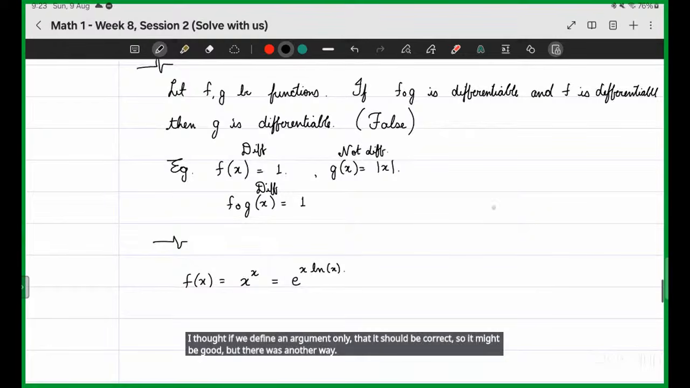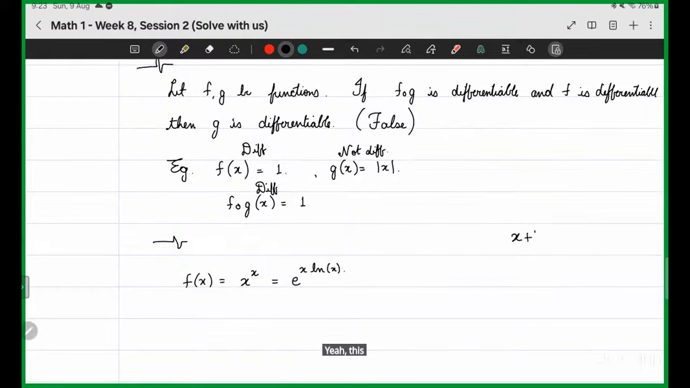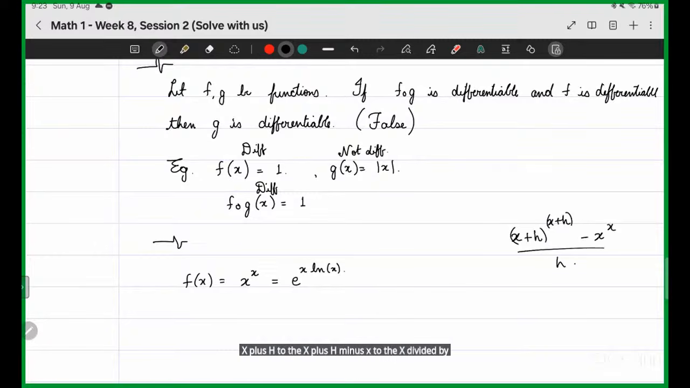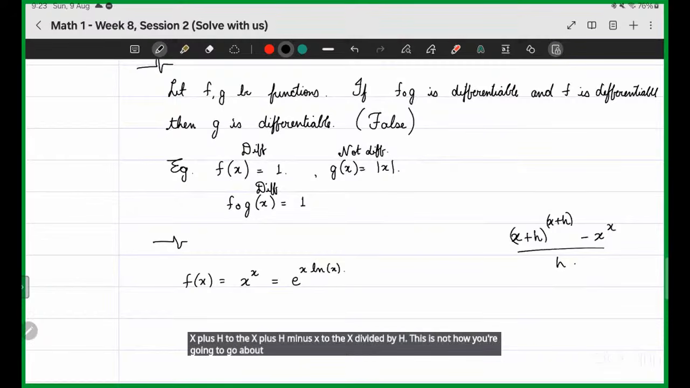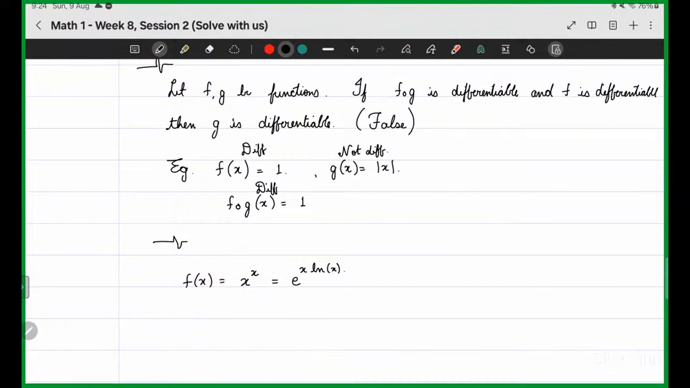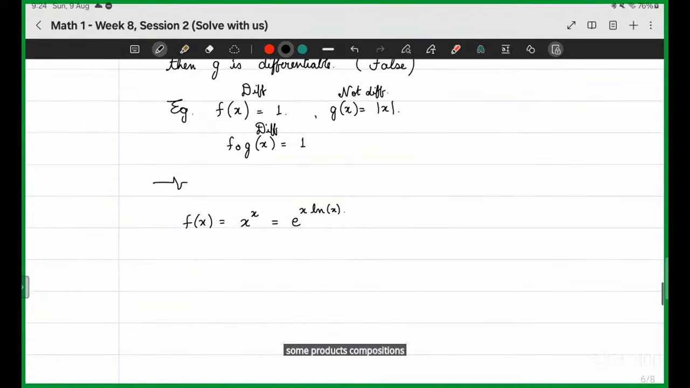This (x plus h) to the (x plus h) minus x to the x, divided by h. This is not how you're going to go about proving that it is differentiable. Most of the time, as I was telling you earlier, using the properties of sums, products, compositions, you can prove that something is differentiable. All right.